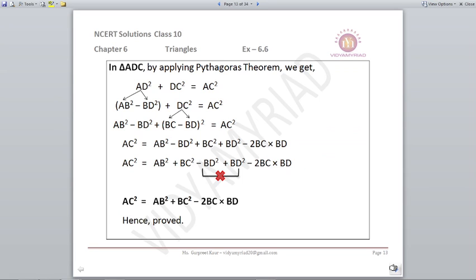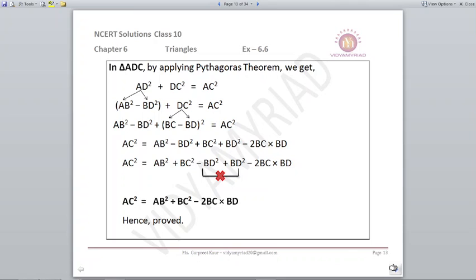So now if we take triangle ADC, AD square plus DC square is equal to AC square according to the Pythagoras theorem. Now what is AD square? We can get AD square as AB square minus BD square, which we have just seen above, plus DC square is there. What is DC square? DC can be written as BC minus BD, the whole square. This is the A minus B the whole square formula. So now AB square minus BD square plus BC minus BD, the whole square is equal to AC square.